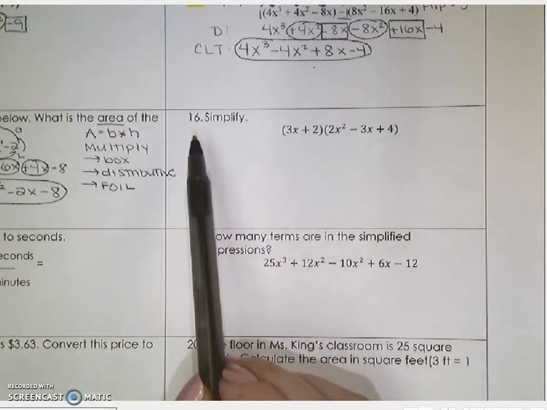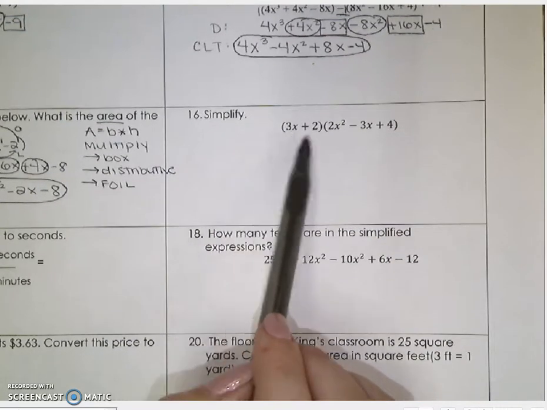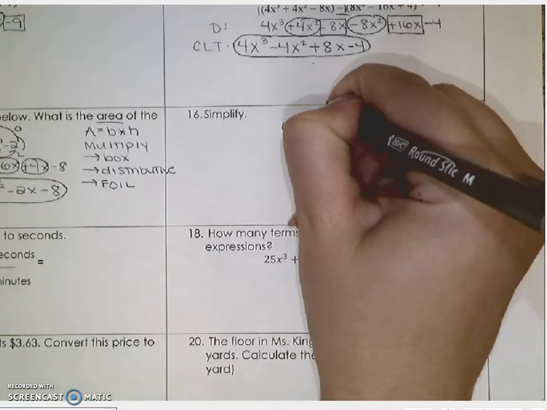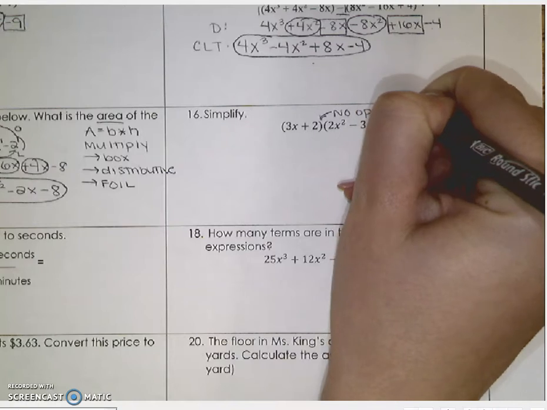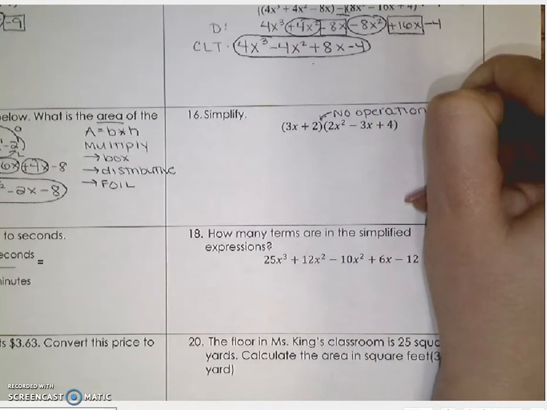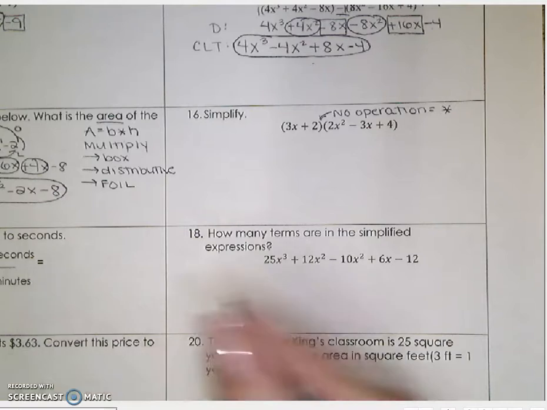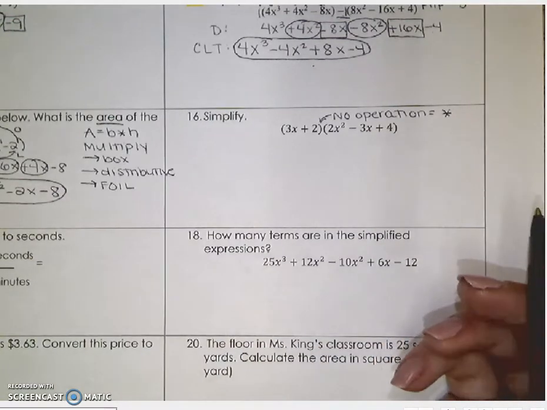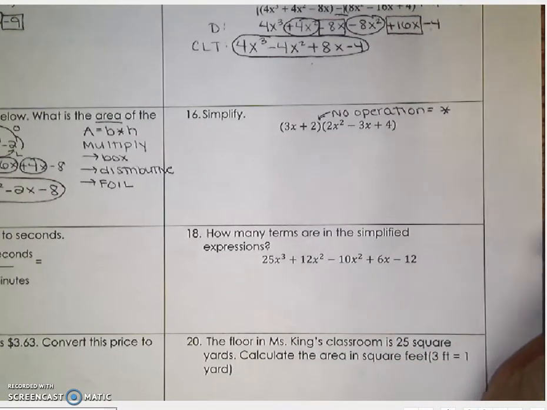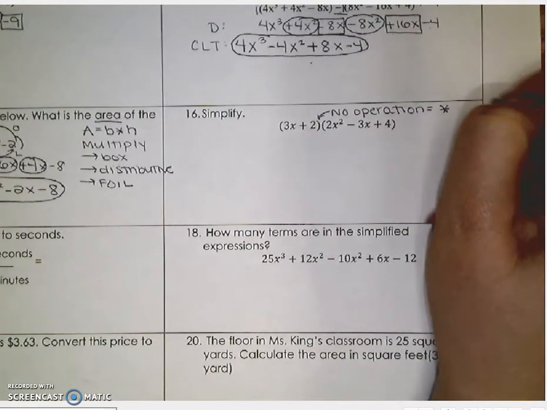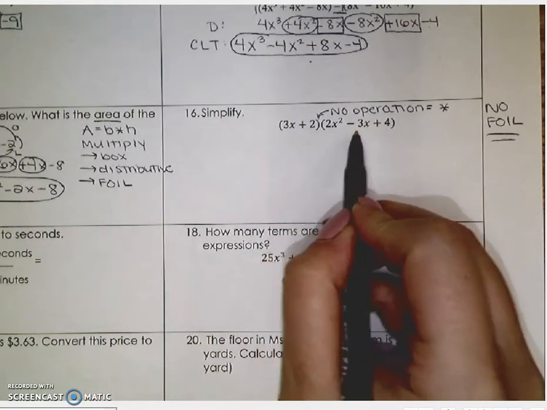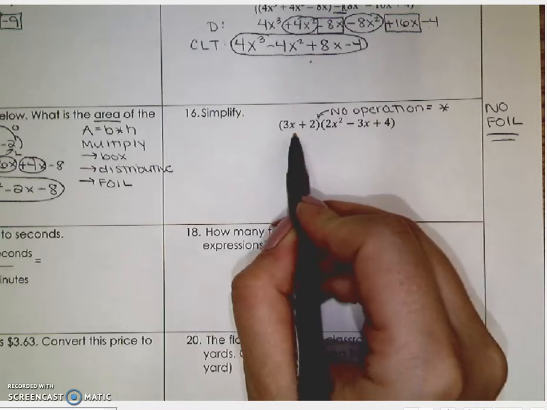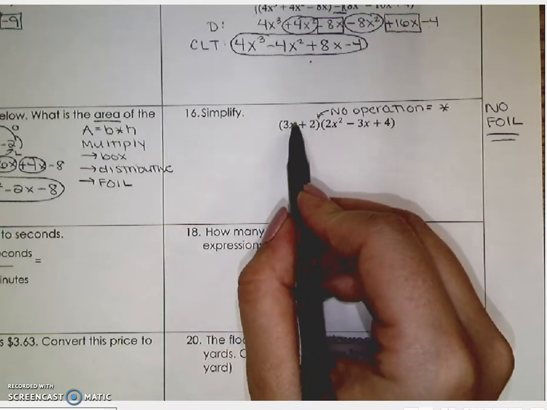So continuing along, number 16 is a multiplication problem. Remember, when there is no operation between your polynomials, that means multiplication. And again, I taught you 3 different methods for multiplication. I taught you box, FOIL, and distributive. I cannot use FOIL because this is a trinomial. The only time you can use FOIL is if you have 2 binomials.